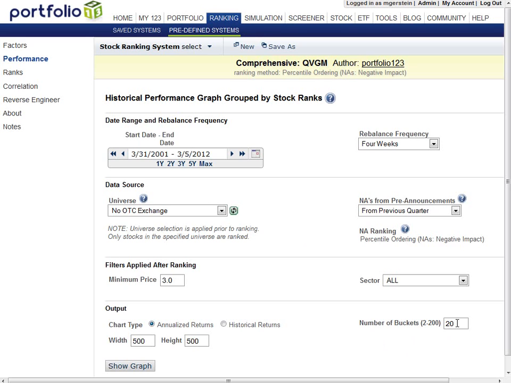In other words, we're going to take all of the stocks in the no OTC exchange universe and break them into 20 buckets or groups and look at the performance of the best bucket or group, the next bucket, etc., etc. Each bucket consists of 5% of the total.